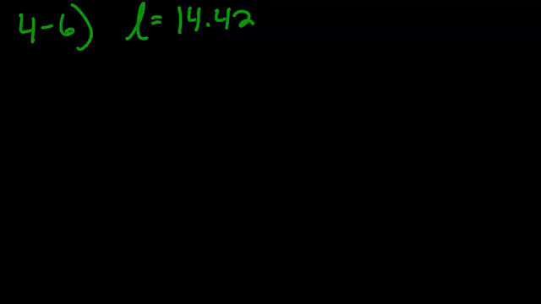We're gonna start with 4-6, and this is another one-link robot problem. So we're given L equal to 14.42, and the orientation of it, so theta is equal to 123.7, and it asks us to find the x and y coordinates of the vector and express them in both polar and rectangular form. So let's first draw this.